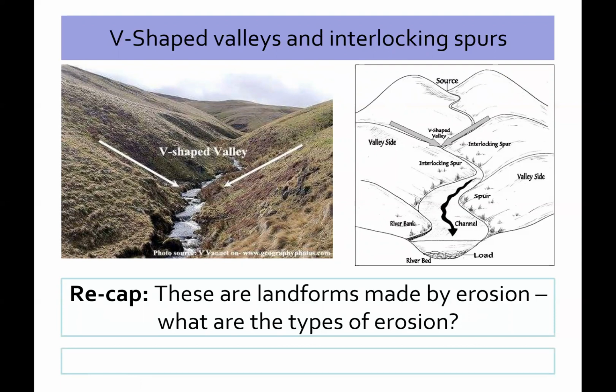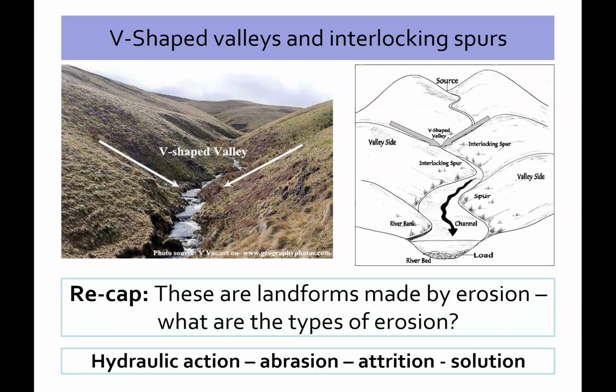So a bit of a recap, thinking back, what are those 4 different types of erosion? So there's 4 different types. You have hydraulic action, abrasion, attrition, and solution. So those 4 types of erosion are what creates our V-shaped valley and also our interlocking spurs.